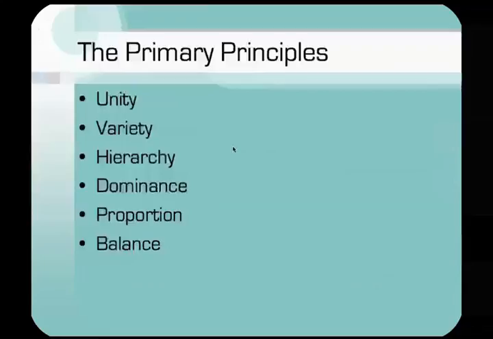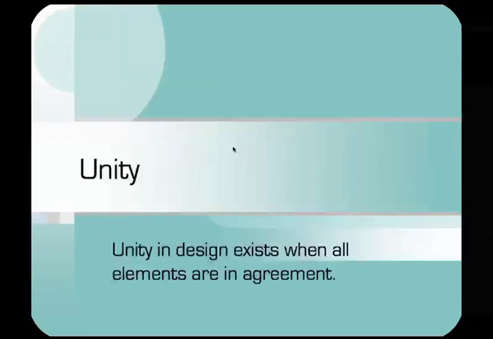Those primary principles being unity, variety, hierarchy, dominance, proportion, and balance. Now we're going to talk about each of these primary principles individually. Unity. Unity in design exists when all elements are in agreement. Really, unity anywhere exists when all people or elements are in agreement, if you think about it.